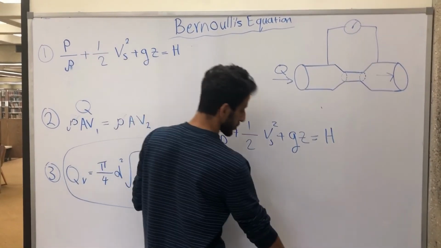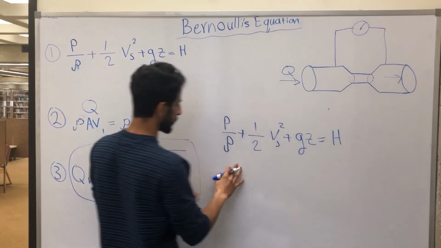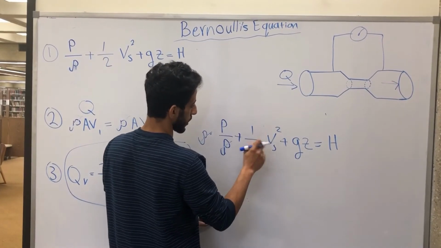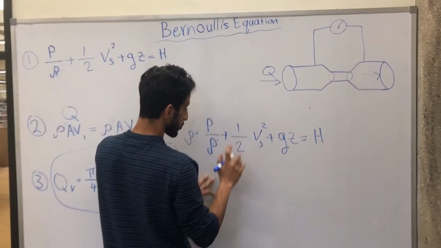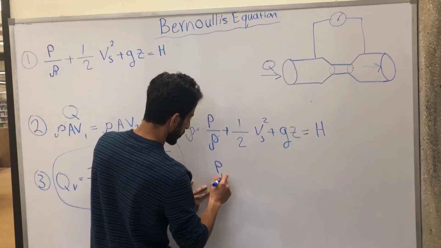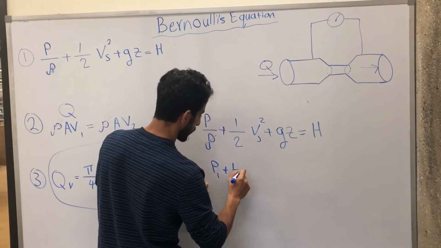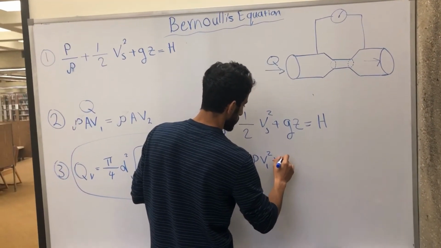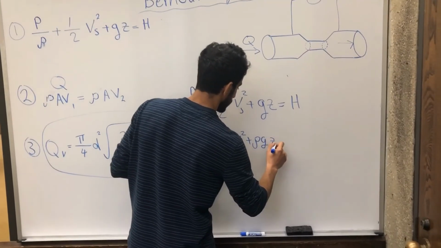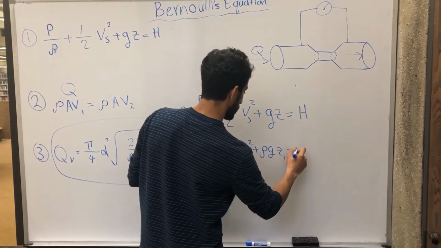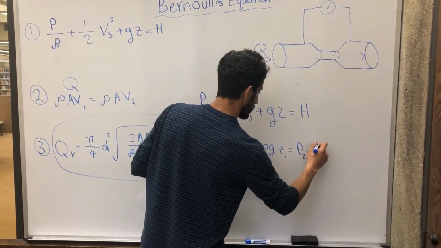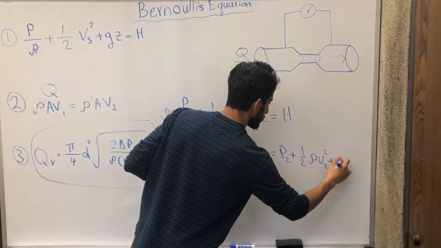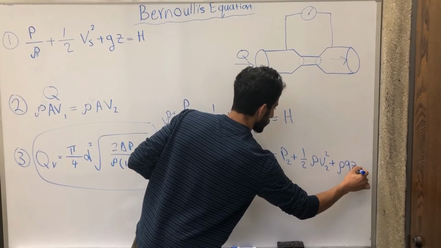But we need to do it at two points, so let me fix the equation first. I'm going to multiply density on all sides, so the density will cancel here, and I'll have density here and here. Applying this to two points will bring me to P1 plus half of density times V1 squared plus density times gravity times h1. And the same will be applied for the second point: P2 plus half of density times V2 squared plus density times gravity times h2.